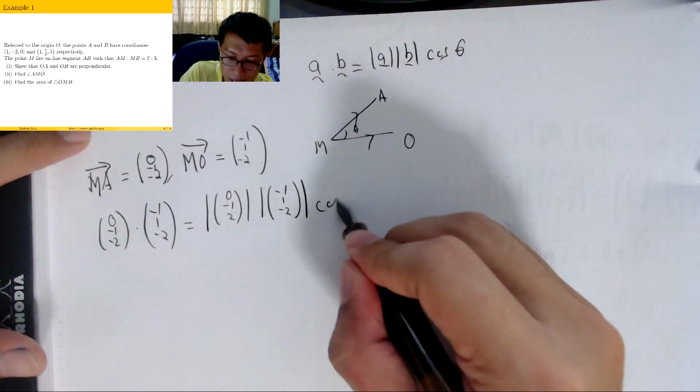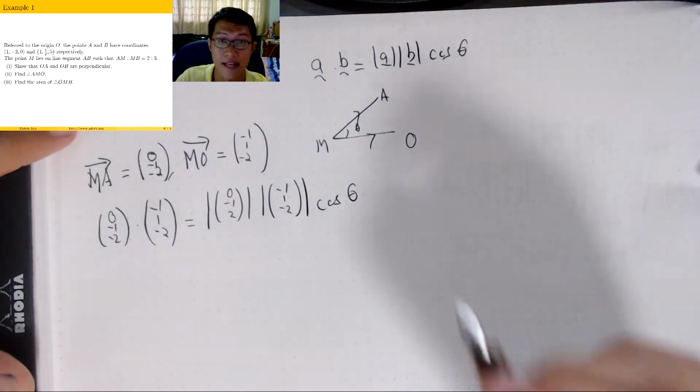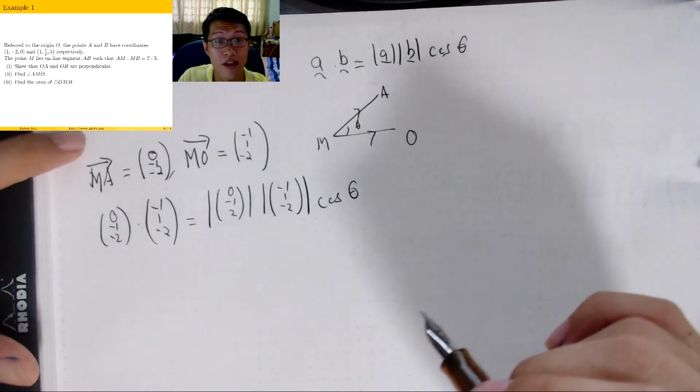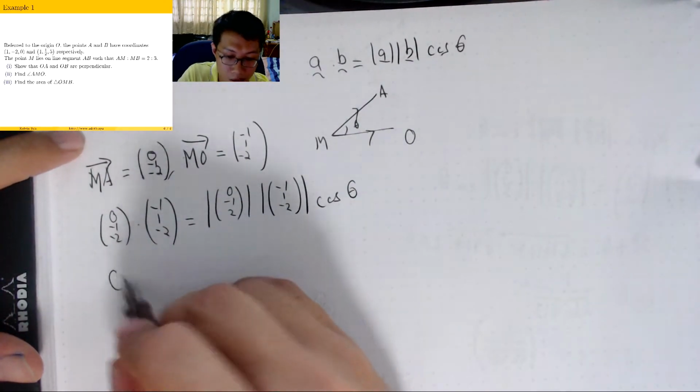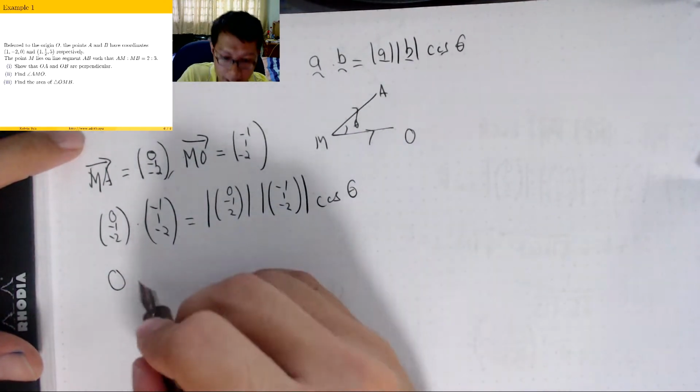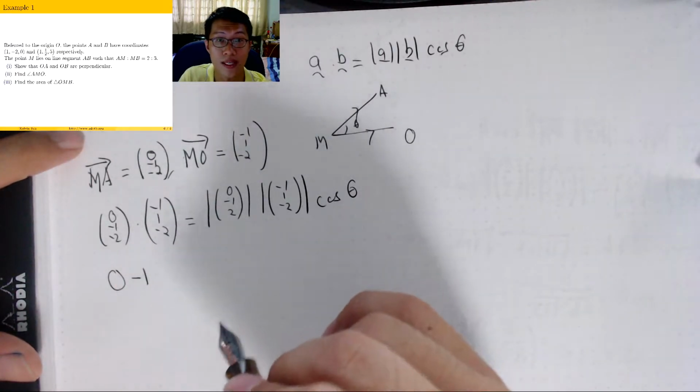And cosine theta, where theta is the angle we are trying to find, the angle AMO. So let's carry out the dot product. 0 times minus 1 is the number 0. Minus 1 times 1 is minus 1. And minus 2 times minus 2 is the number 4.